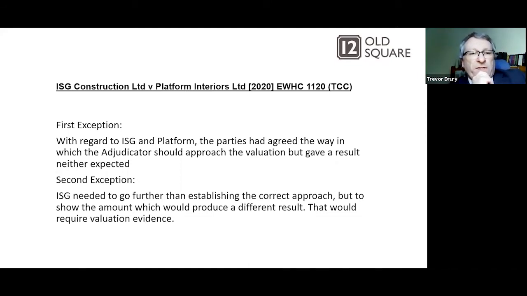So the first exception here, with regard to ISG and Platform: the parties had agreed the way in which the adjudicator should approach the valuation, and it gave a result neither expected. So although the adjudicator had made an error, the actual parties had directed the adjudicator down that particular path, it would seem. And the second exception: ISG needed to go further than establishing the correct approach, but to show the amount which would produce a different result, and that would require valuation evidence, which you can't hear as a Part 8. So ISG didn't actually set out what the figure should be.